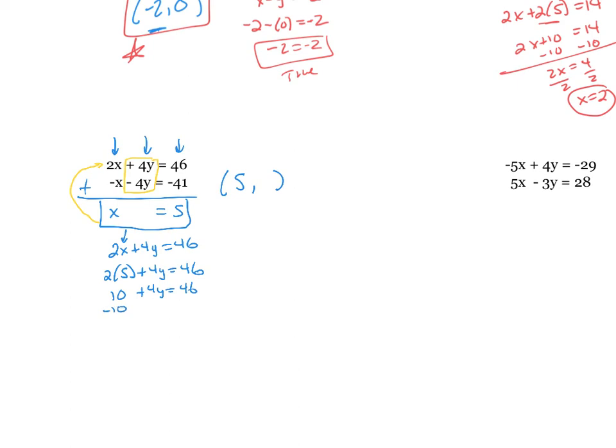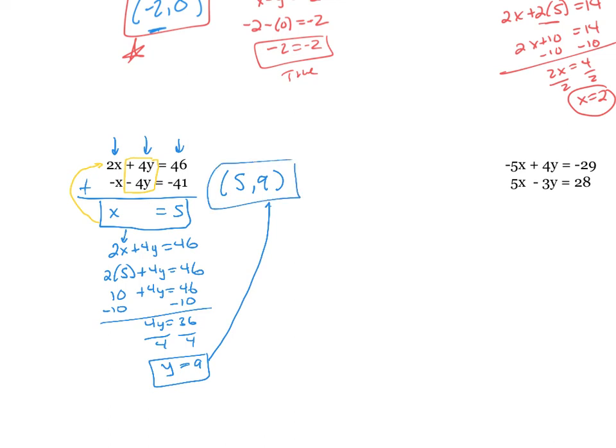And then I'm going to subtract 10 from both sides. Hopefully you remember your solving skills. So it's 4y equals 36. Divide both sides by 4. And I get y is equal to 9. So I plug that into my point, and that is my solution. And if you want, you could plug those two values into the bottom equation and see if they make it true. And they will. That is the answer to the system, (5, 9). Let's do one more example.